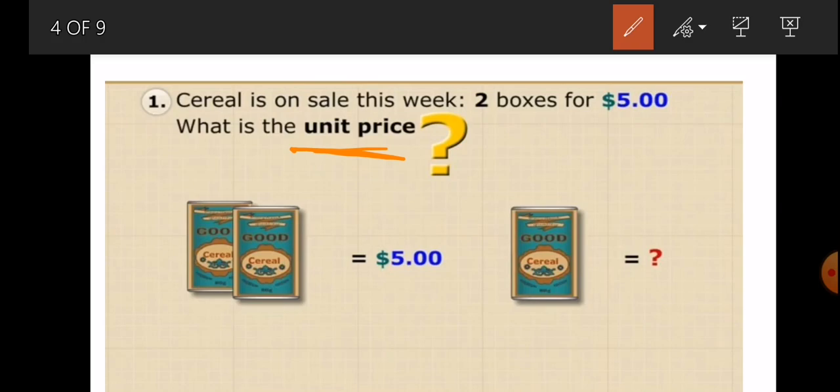How to make it? Listen. Always, if you want to put this one as a rate, you will put the money first. The money is 5. 5 to what? 5 to 2. $5 to 2 cereals. Equal to. Now I will put the unit price. Unit price means the number of items, I will make it 1. So the cost in this case will be 1 multiply 5 divided by 2.